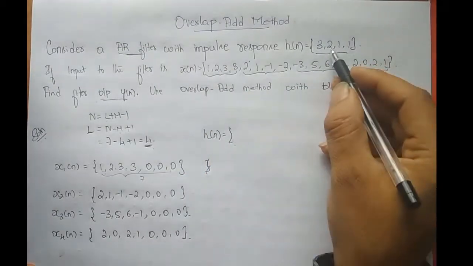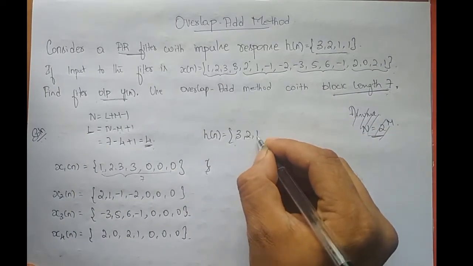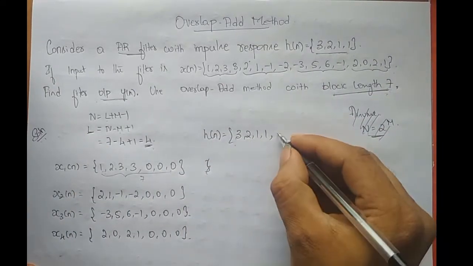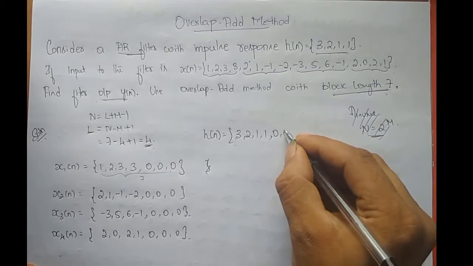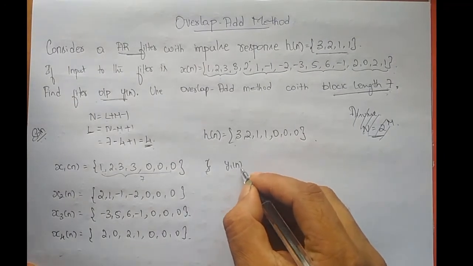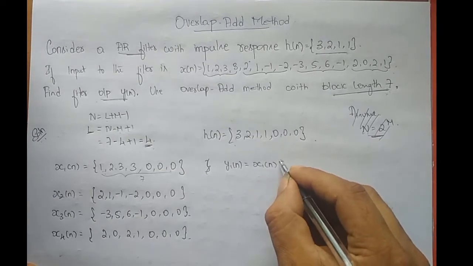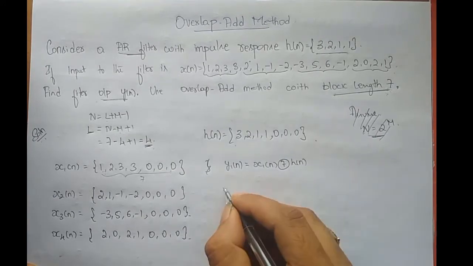Now how do we convert h of n? The length of h of n has to be made equal to capital N, which is 7. So h of n is 3 2 1 1, and I need to pad 3 zeros to make it 7. What is the next step? I have to get the individual outputs. y1 of n is x1 of n, 7 points circularly convolved with h of n.